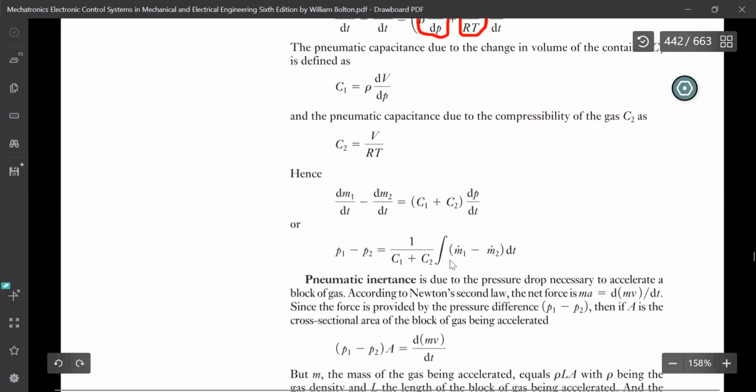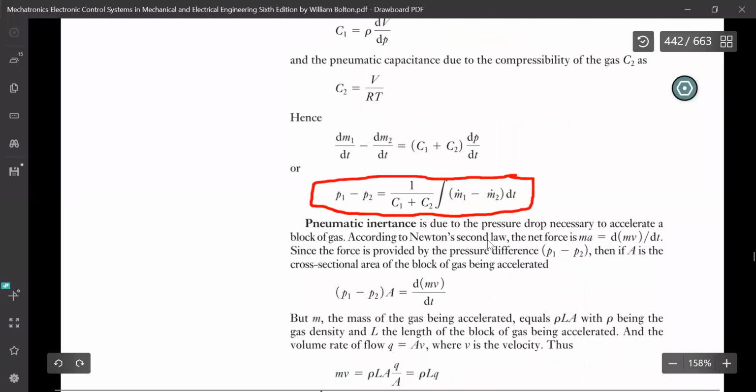Further, taking integration of the terms on the left side and doing some integration, this is the other equation that you will be getting, which we have also derived for the liquid system. So you just need to remember these equations as well as compare these equations.